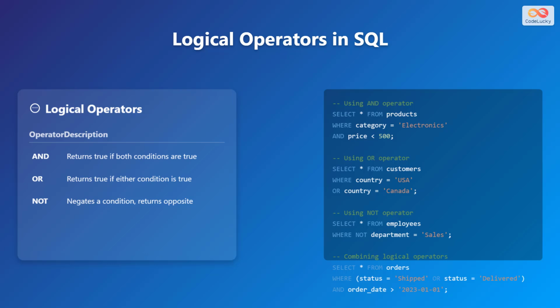Let's see some examples. The first query selects all products from the products table where the category is electronics, and the price is less than $500. The second query selects all customers from the customers table where the country is the United States of America, or the country is Canada. The third query selects all employees from the employees table, where the department is not sales. The fourth query selects all orders from the orders table where the status is shipped or the status is delivered, and the order date is later than January 1st, 2023.